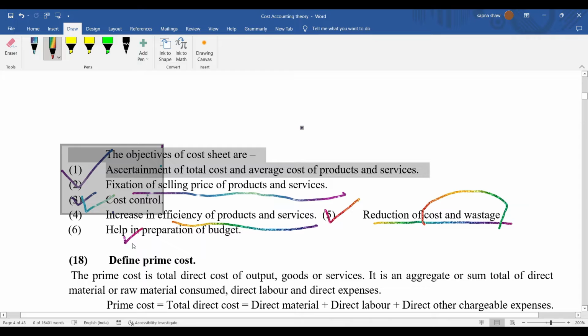We can also prepare the budget with the help of the cost sheet. For example, if for 2023 we want to prepare a budget, now we have a cost sheet of 2022.